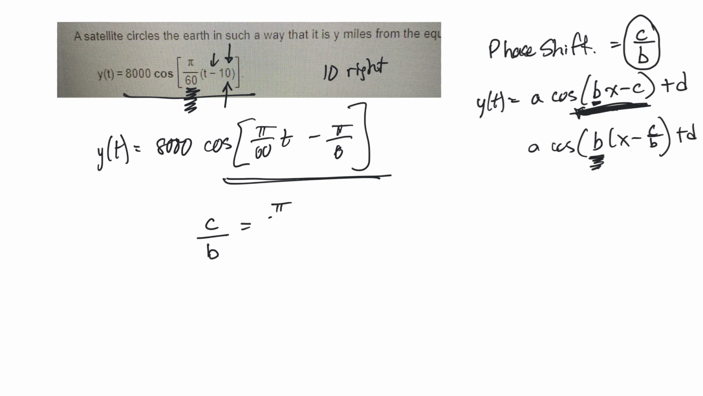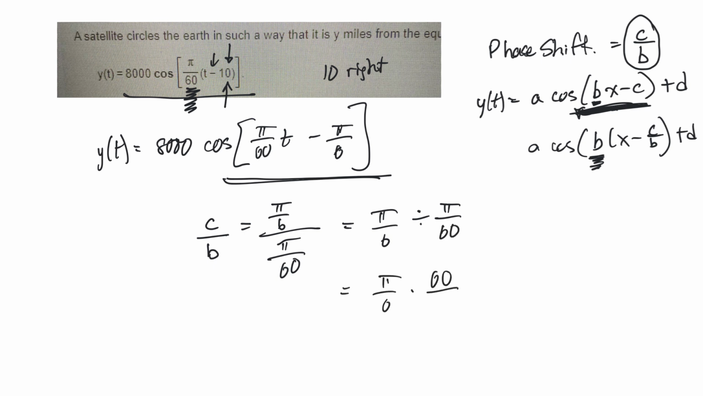So it would be pi over 6 divided by pi over 60. Hopefully that comes out to the same thing. Let me see. Pi over 6 divided by pi over 60. So it's pi over 6 times 60 over pi. The pi's cancel out. 6 into 60, yeah, it goes 10.